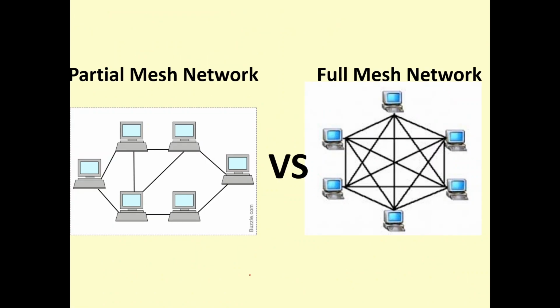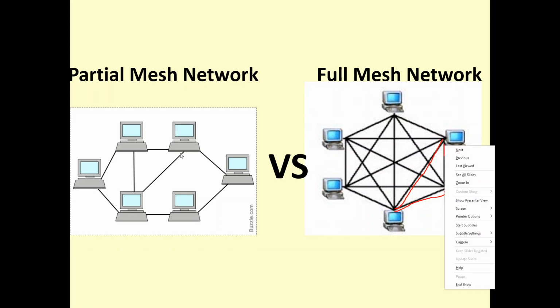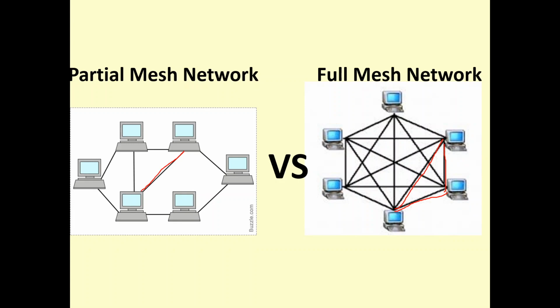And there are two types of mesh network, partial and full. We'll look at the diagram, it clearly shows the difference. In a full mesh network, every single computer has a cable going between it. Every device is connected to every other device. In a partial mesh, only some of the devices are connected. So data might have to go through another device to get to it. They are not all directly connected.